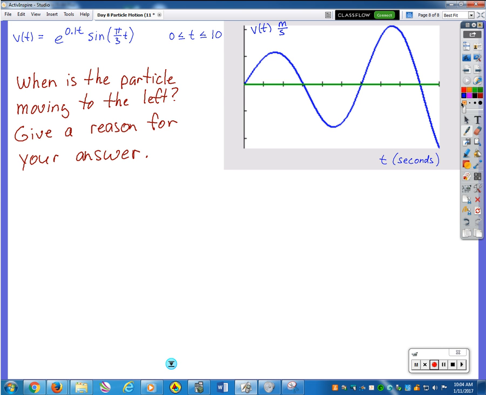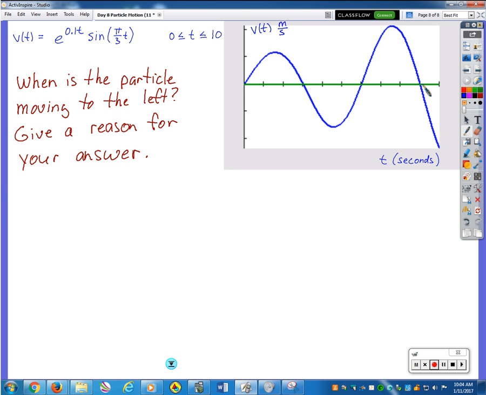Now you do have to use your calculator to find this time and this time using the zero function. You've also got to find this time using the zero function. Just wave at me if you need me to show you how to use the zero function again. So everybody find these times using your calculator. Go. Just stop me if you need help.